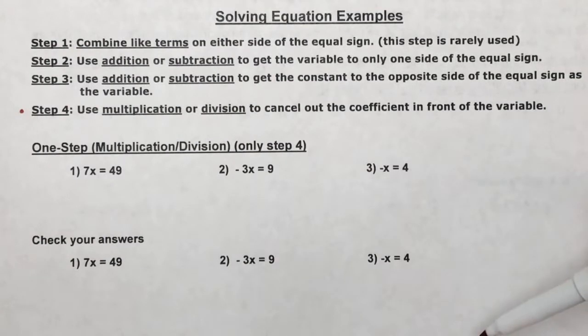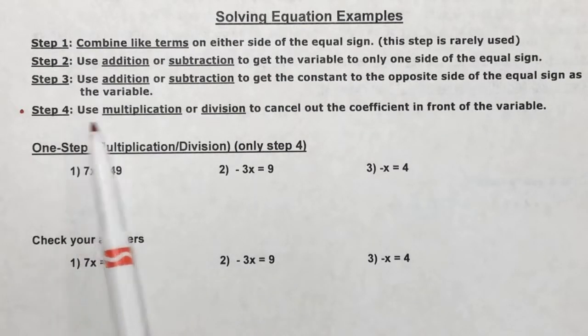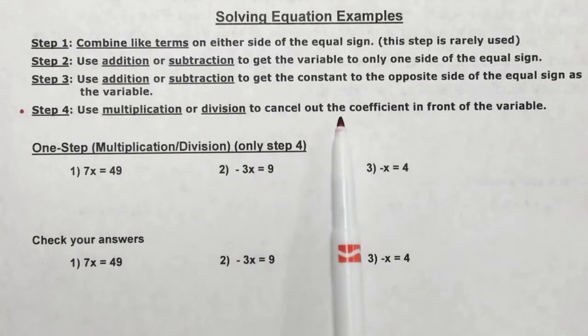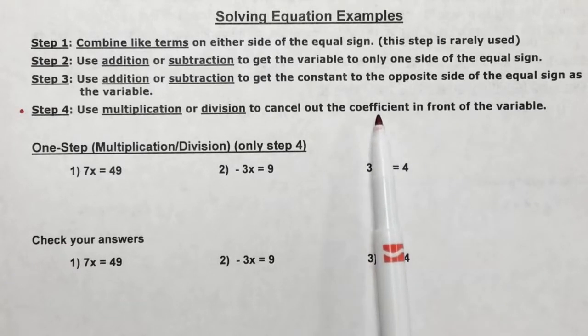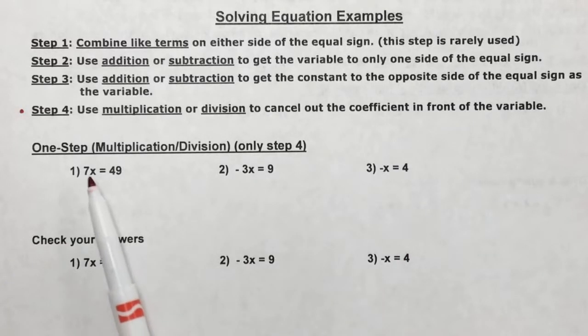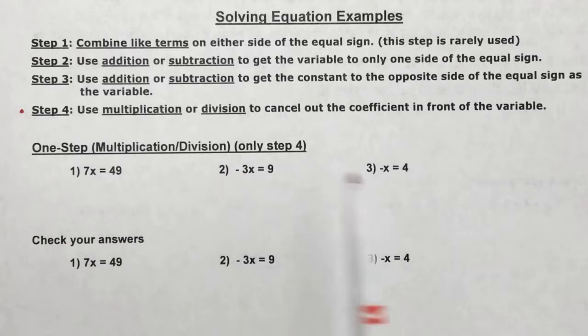The next few videos I want to do are going to be more challenging and involve all or most of these steps. But specifically right now I'm going to focus on using multiplication or division to cancel out the coefficient in front of the variable. A coefficient is just a number in front of a variable. So 7 is a coefficient here, negative 3 is a coefficient here, negative 1 is a coefficient on number 3. So how do we cancel those out and solve for x? That's what we're doing here.